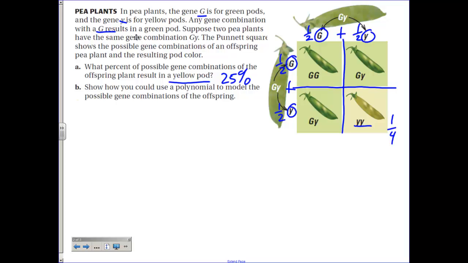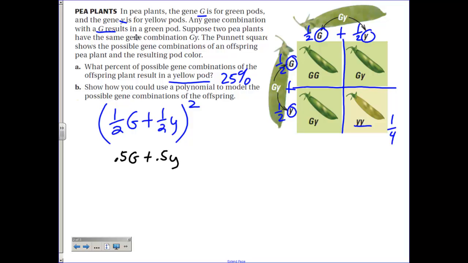So basically, in order to get this Punnett square, which is an area calculation, we have 1/2 of G plus 1/2 of Y, and we are going to square it. Now, in order to make those calculations a little bit easier, I'm going to change that to 0.5 G plus 0.5 Y, squared, and use our calculations for squaring a binomial.